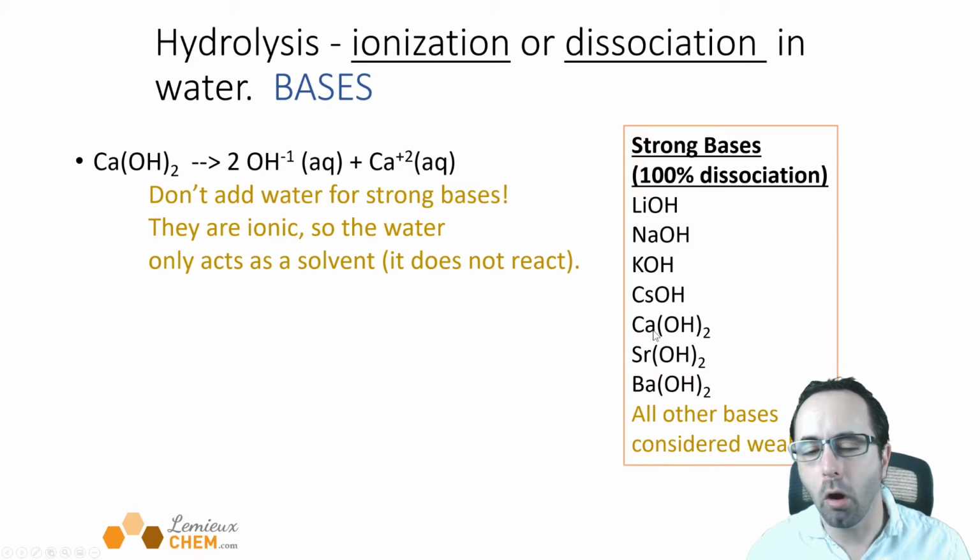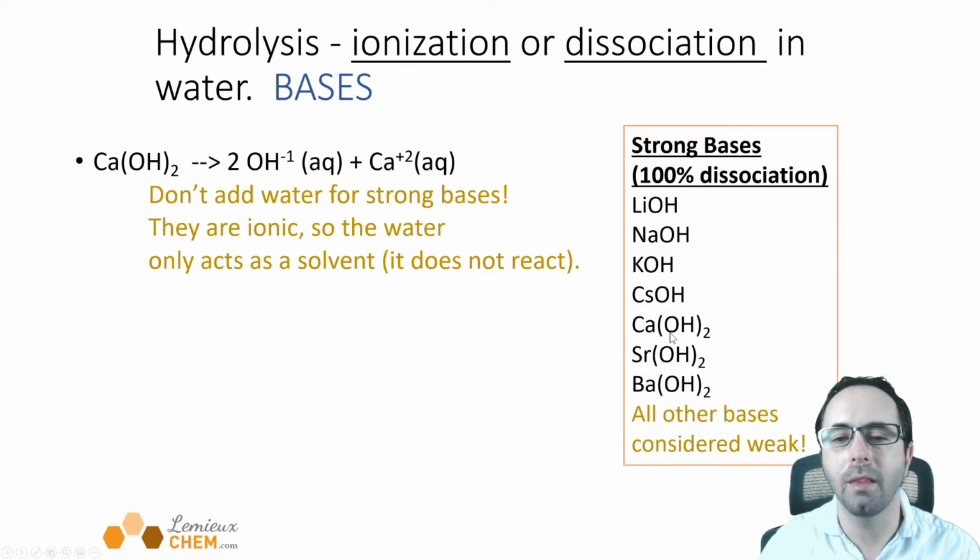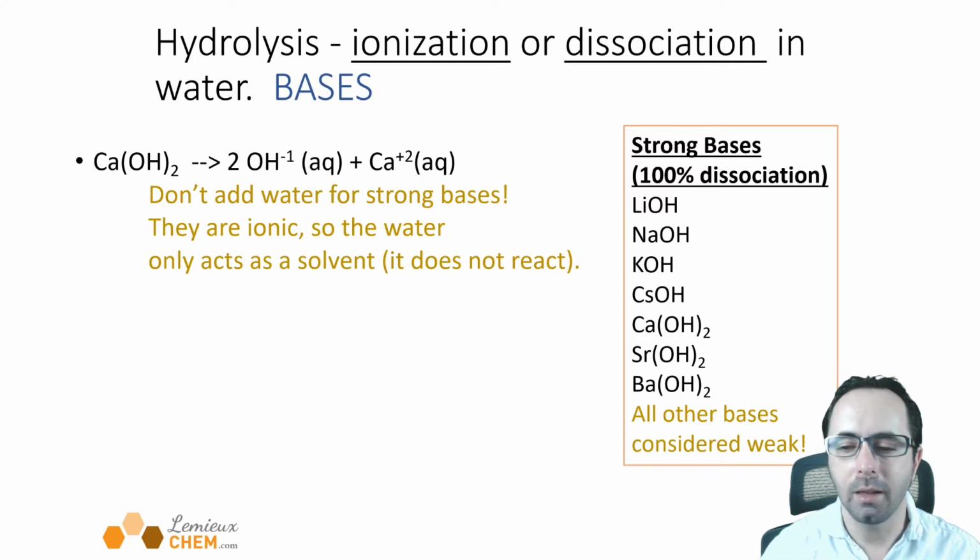Beryllium and magnesium are also in group 2 of the periodic table, but they don't make strong bases because beryllium and magnesium hydroxide are not soluble in water, so we don't consider them strong bases for that reason.